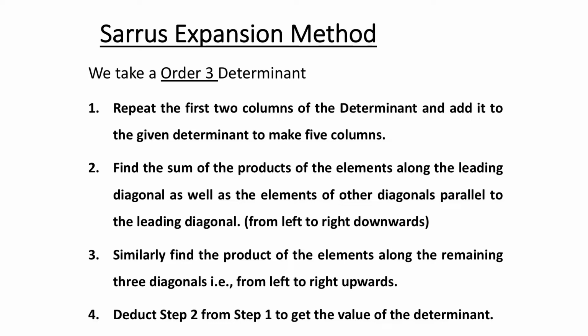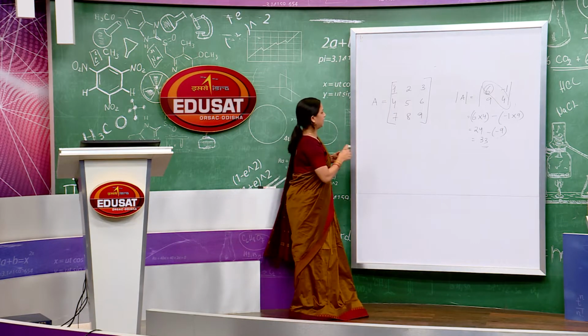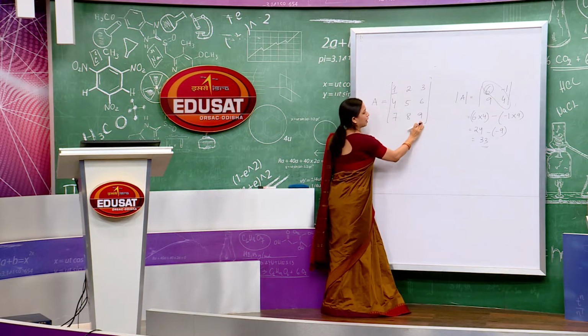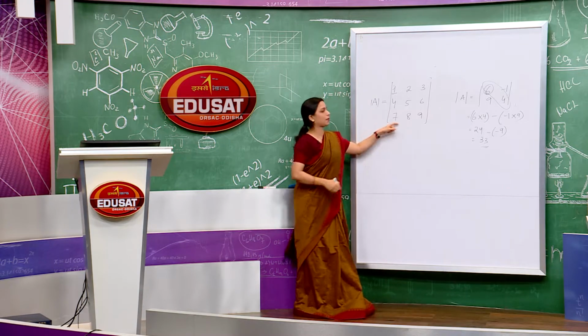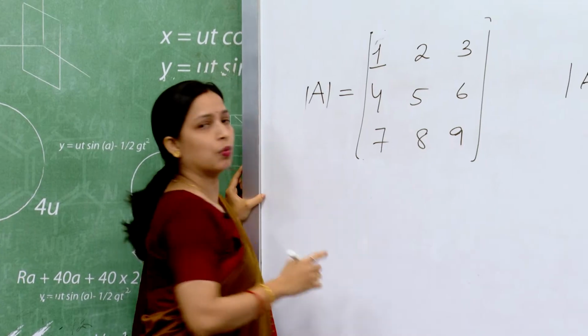Now, as you can see in the slide, there are 4 steps, right? Now, I'll give you an example. I'll show you with the help of an example how to find out the determinant value of a matrix of order 3 using the Sarrus expansion method, right? Now, let us take this example. Let's say I have to find out the determinant value of this determinant, right? Now, what is the first step?